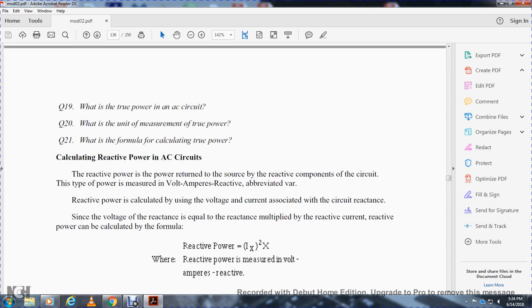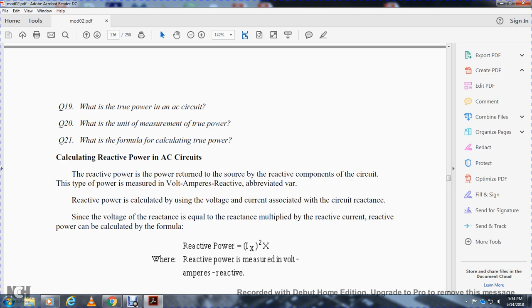Now, calculating reactive power in AC circuits. Reactive power is the power associated with the reactive components of the circuit. It is measured in volt-amperes reactive, abbreviated VAR. Reactive power is calculated using the voltage and current associated with the reactance. Since the voltage drop across the reactance is equal to the reactance multiplied by the reactive current, reactive power can be calculated by the following.